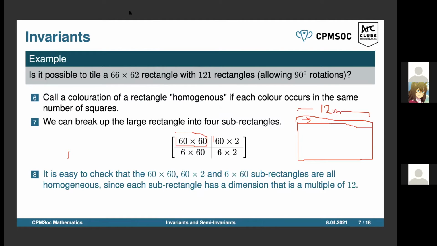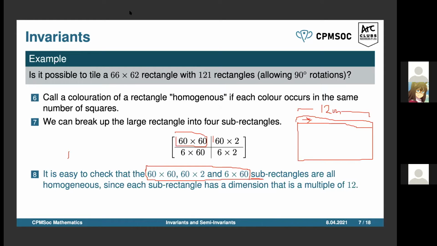Okay, yes, thanks. So 60 by 60 and 6 by 2 and 6 by 60. The number 60 is divisible by 12, so all these rectangles are homogeneous, because each subrectangle has a dimension that is a multiple of 12.